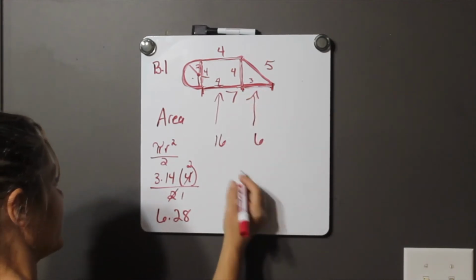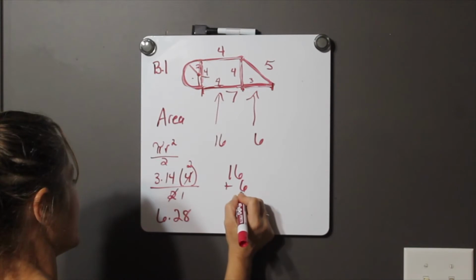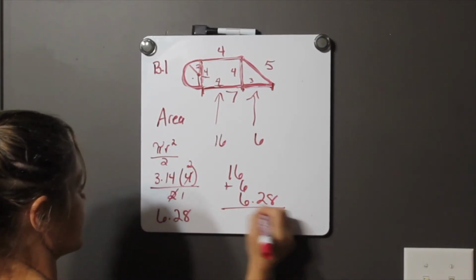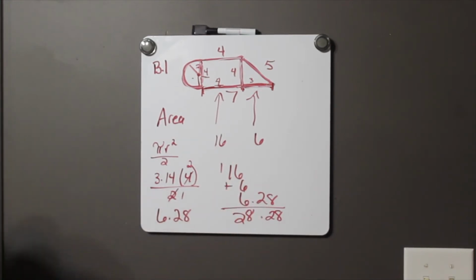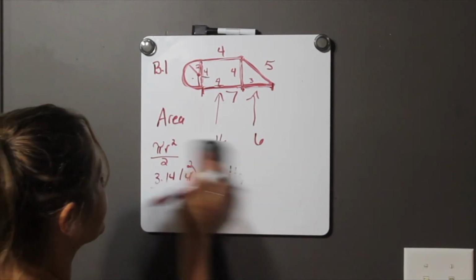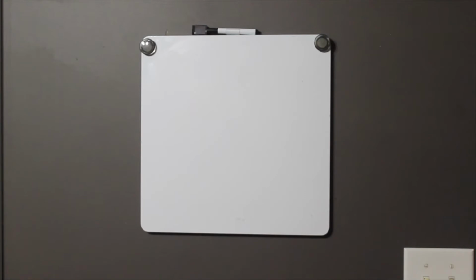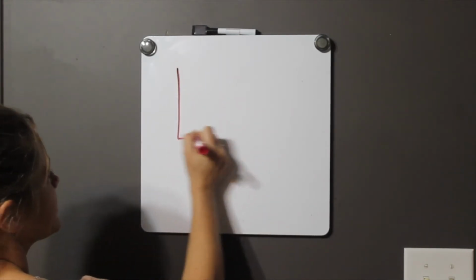Alright, so then we're going to add all these together. 16 plus 6 plus 6.28. We get 28.28. Alright. That was B1. Next one thing we're going to talk about, actually let's do B2.